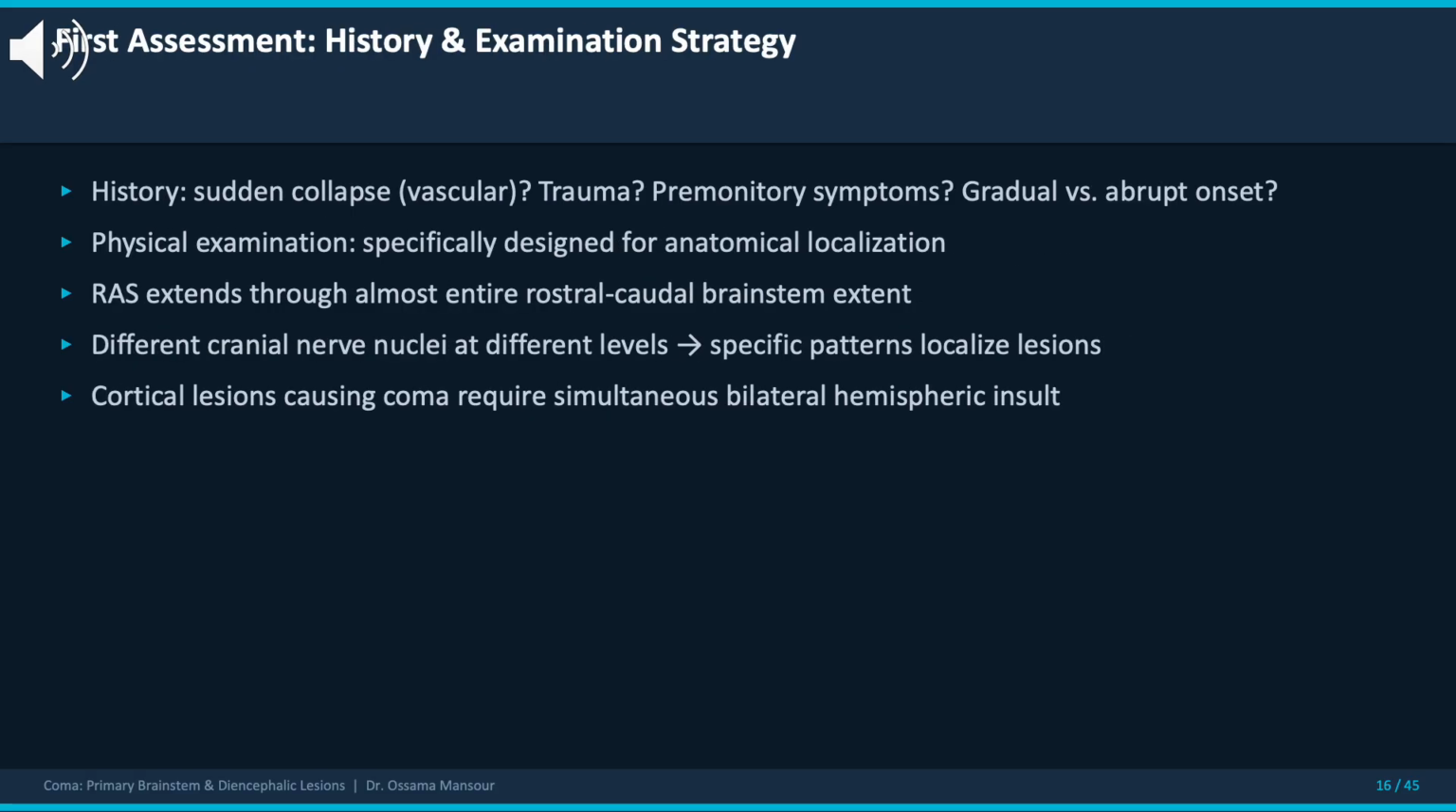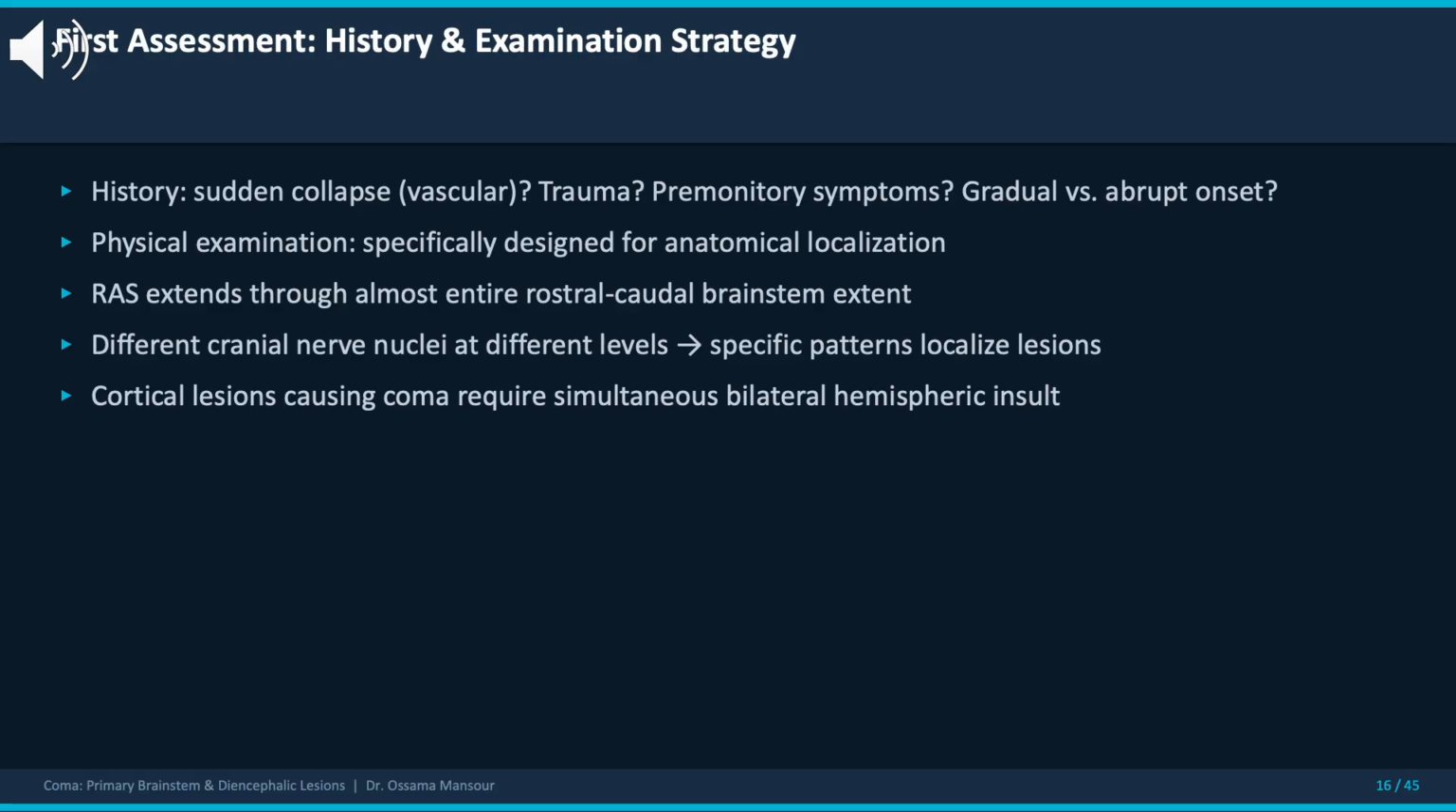The systematic approach to the comatose patient begins with prioritizing history-taking. Information about the circumstances surrounding the event that led to coma can tremendously guide the differential diagnosis. Did the patient have sudden collapse suggesting a vascular event? Was there witnessed trauma? Were there premonitory symptoms like headache or fever? Was the decline gradual or abrupt? This context is invaluable. The physical examination of the comatose patient is specifically designed to aid in anatomical localization.